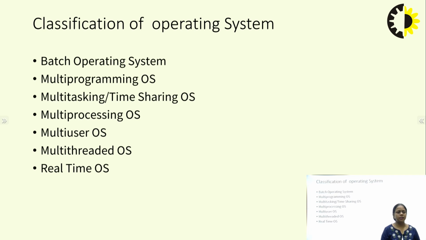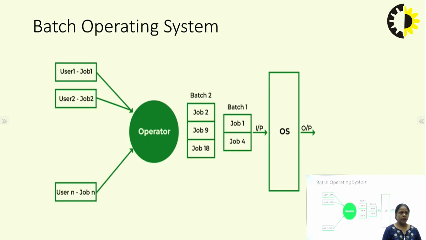Firstly, we will start with the batch operating system. We will understand the meaning of batch operating system. With the help of this diagram, you can understand what a batch operating system means. The name batch suggests similar types of objects. You can say that similar types of jobs can be divided into batches.